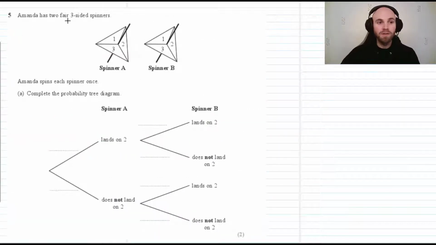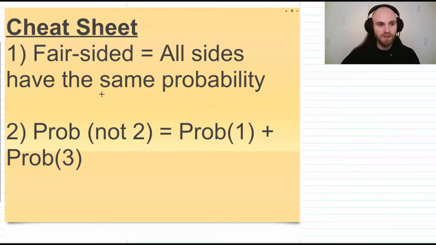Question 5. Amanda has 2 fair 3-sided spinners, which you have here, spinner A, spinner B. Amanda spins each spinner once. Complete the probability tree diagram. So if we go to the cheat sheet, fair-sided is going to mean that all sides have the same probability of it landing on that number.